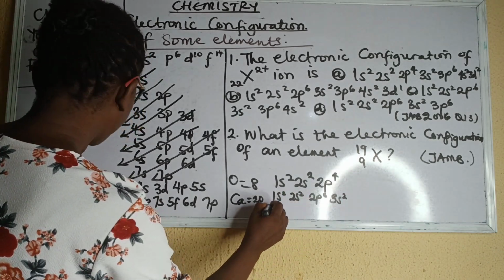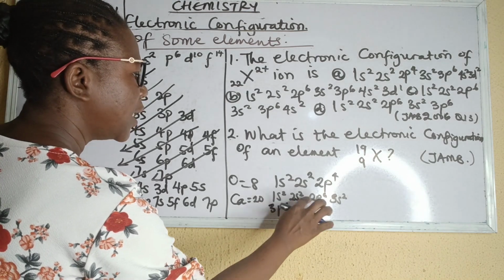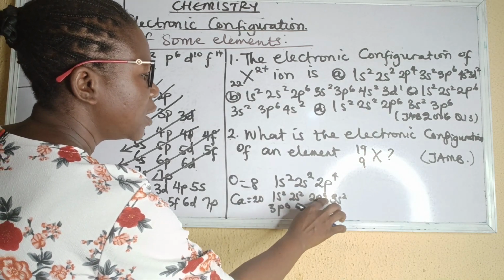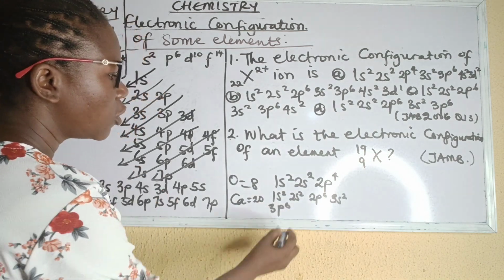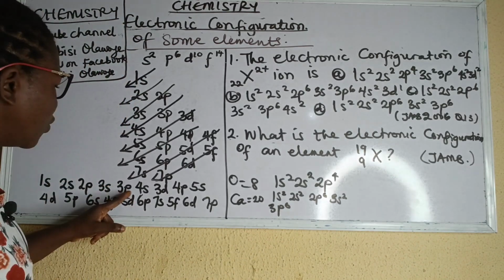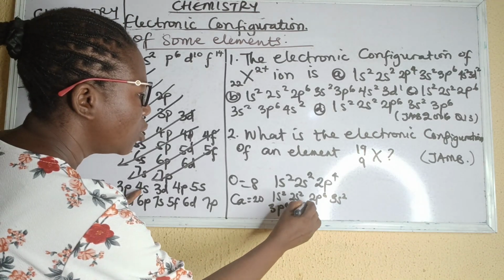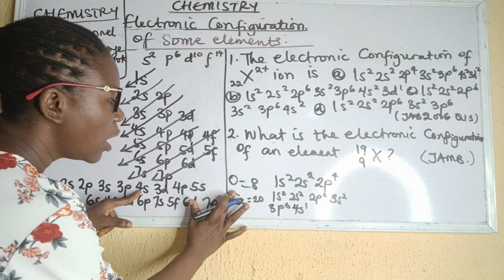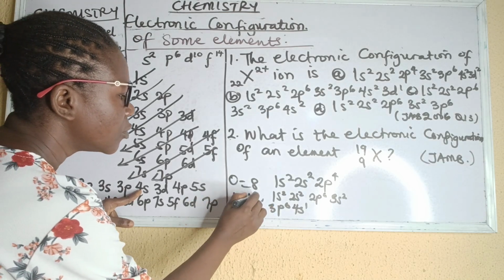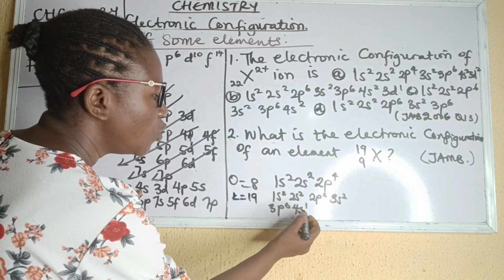Then we have 3p6. Now let's add this number together. This is 2 plus 2 plus 6 plus 2, that is 12, plus 6, that is 18. After the 3p, we have 4s2. Assuming it is potassium, and potassium is 19. Potassium has atomic number of 19, so it will be 4s1.